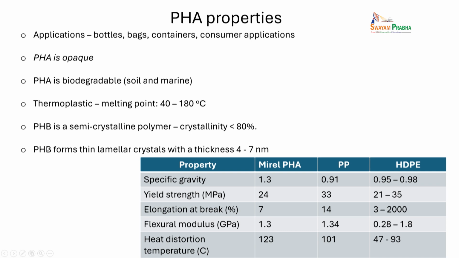Now, if you come to the property of PHA and what it can replace in terms of the conventional plastics, it finds applications in making bottles, bags, containers, as well as consumer applications, and then also you can add along with this a lot of biomedical applications also. Sure, tissue scaffold, etc.